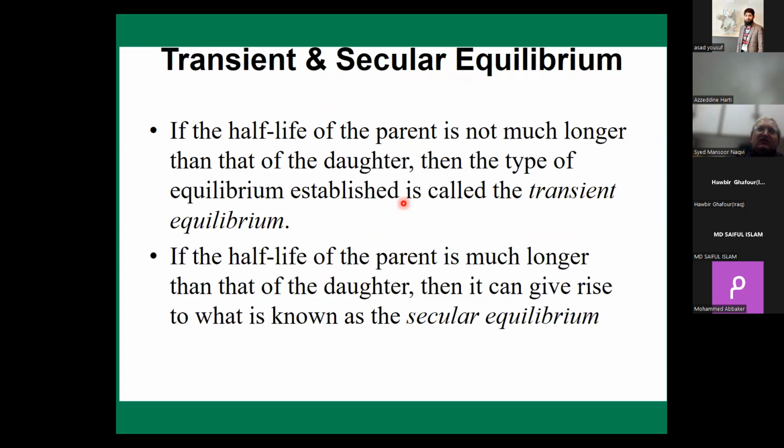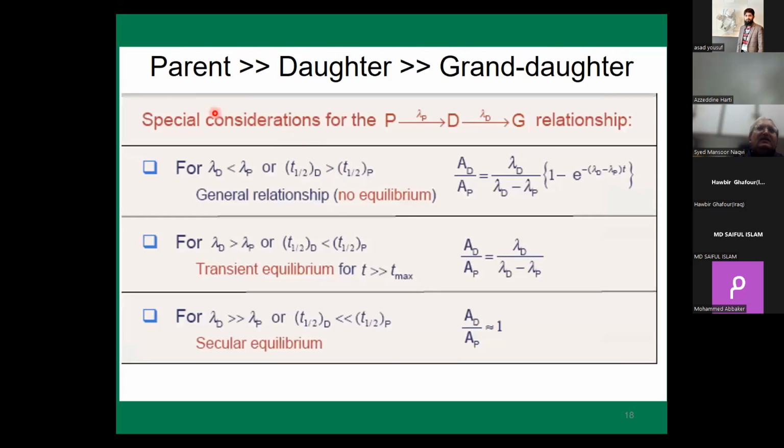Two basic types of equilibrium are there, transient and secular. If the half-life of the parent is not much longer than that of the daughter, then the type of equilibrium established is called transient equilibrium. And if the half-life of the parent is much longer than that of the daughter, then it gives rise to what is known as the secular equilibrium. Here are the decay schemes. You can see how they begin.